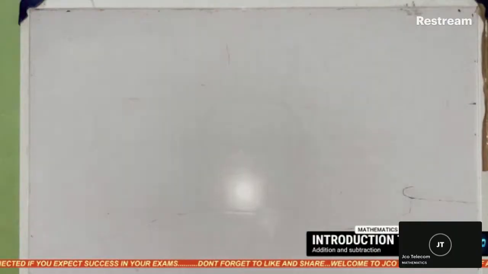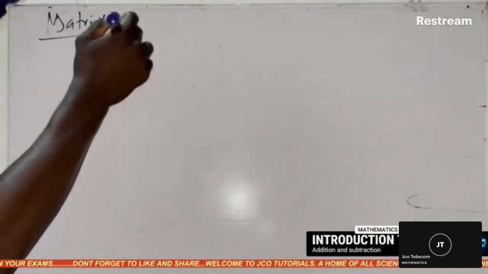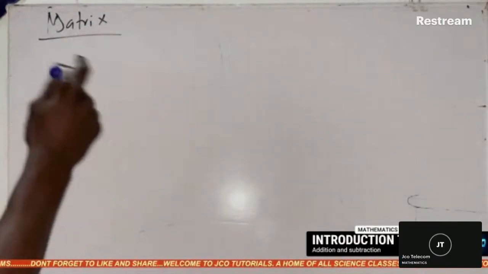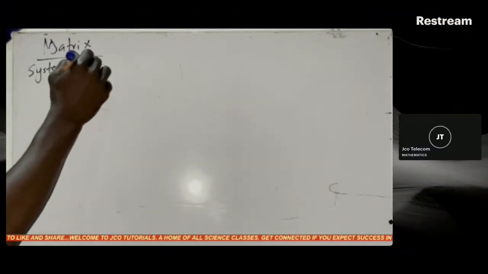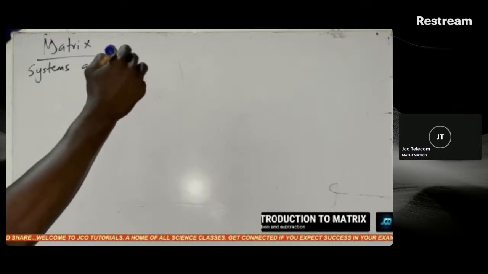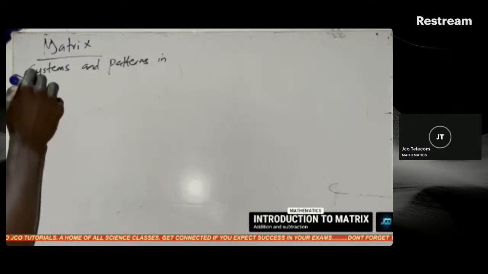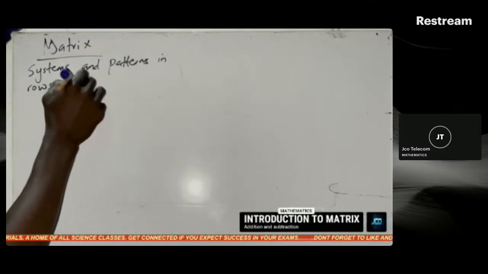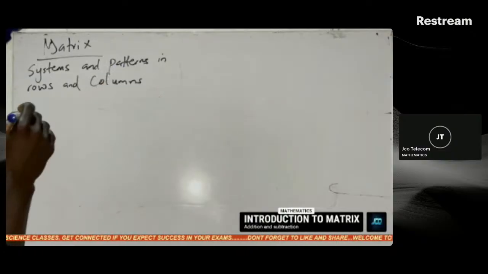All right, we are going to mathematics. I want to deal with matrix. What is matrix? It's actually a systematic array of patterns. Matrix is talking about systems and patterns that will be in what? In rows and columns.